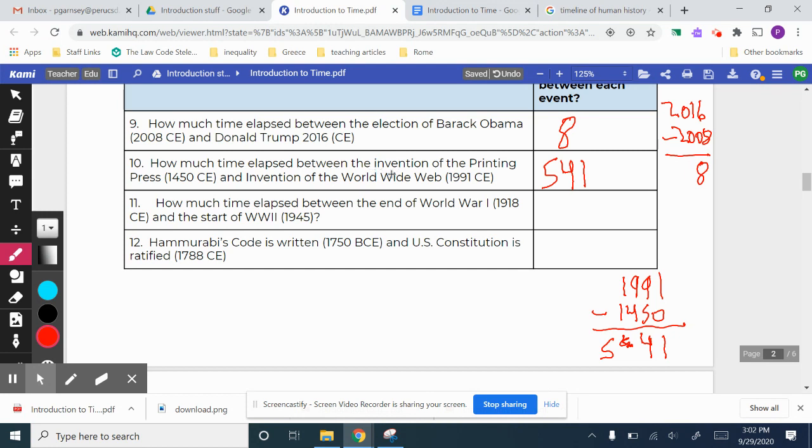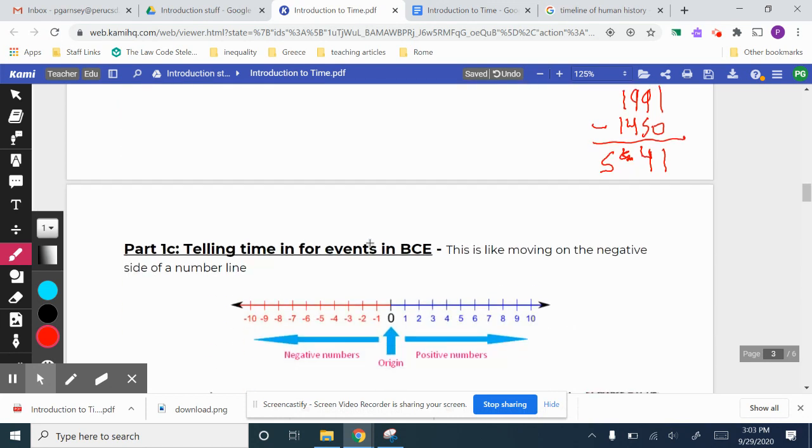I would encourage you to pause the video now and complete 11 and 12. Let's actually not do number 12, because that's going to be another skill. So if you are able to complete number 12, excellent. If not, that's my mistake.